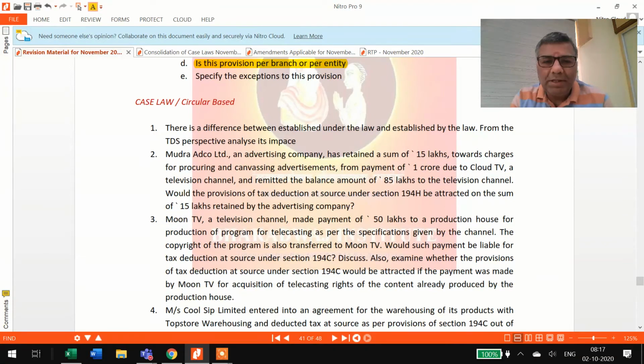Mudra Adco Limited, an advertising agency, has retained rupees 15 lakhs towards charges for procuring and canvassing advertisement from payment of 1 crore due to Cloud TV, a television channel, and remitted the balance 85 lakhs to the channel. Would the provisions of TDS under section 194H be attracted on the sum of rupees 15 lakh retained? Previously, there was a circular which was exempting this.